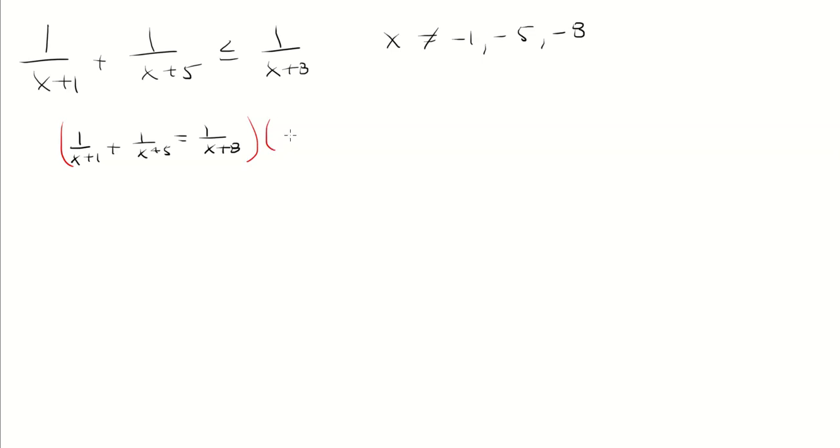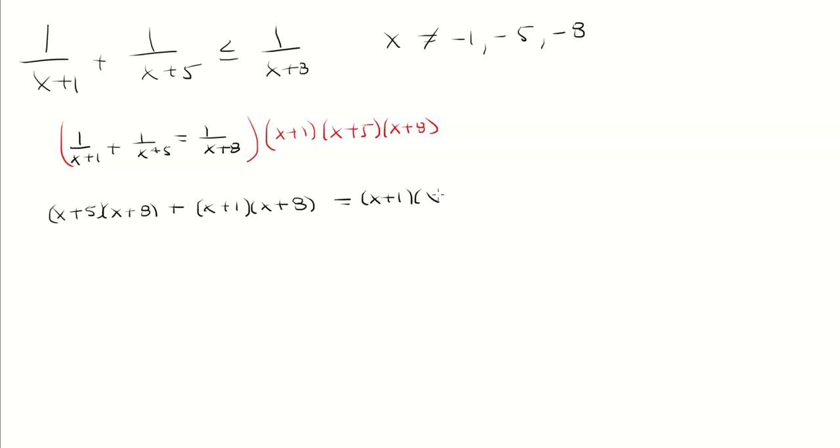We can do that by multiplying both sides by the least common denominator, which is x plus 1 times x plus 5 times x plus 8. And when I multiply that with the first fraction, the x plus 1 cancels. In the second fraction, the x plus 5 cancels. And in the last fraction, x plus 8 cancels. And so now we can expand this.